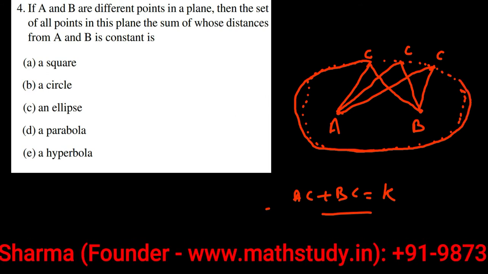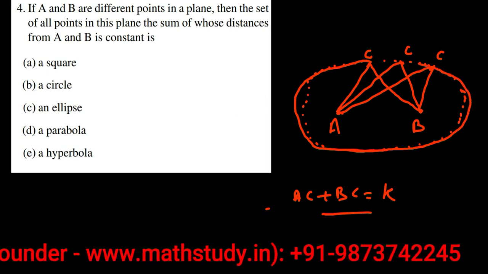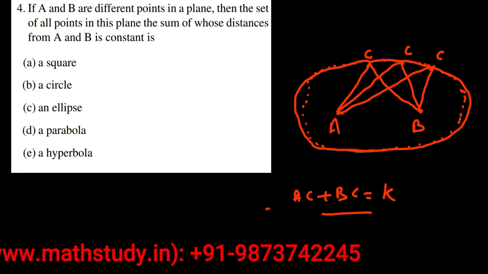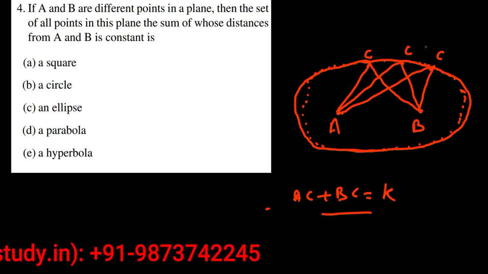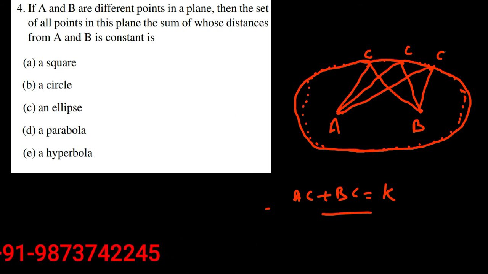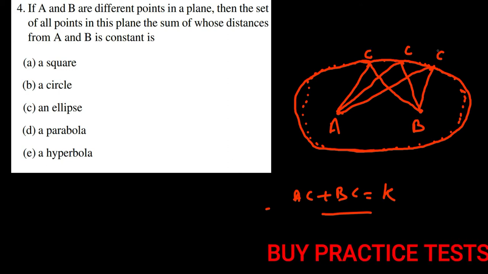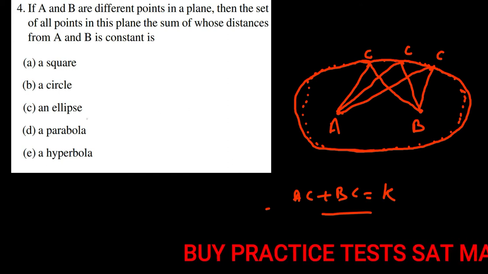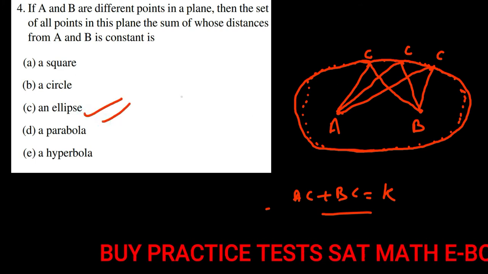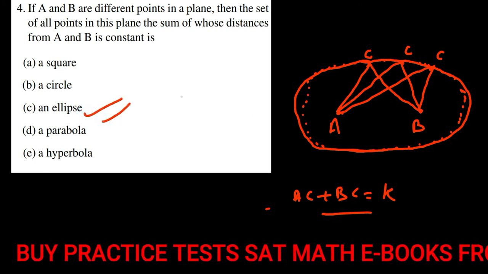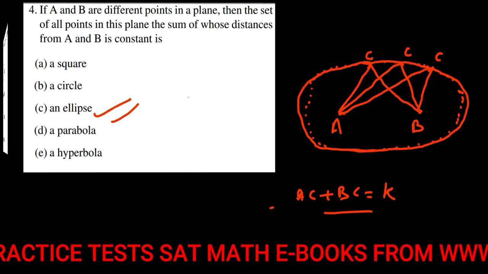Getting the point? So if you know the definition of the ellipse, then you can easily tell the answer here, right? So the locus of all the points where the sum of the distances from 2 points A and B is constant is called an ellipse. So here the answer is ellipse, right? So we get our answer, which is option number C. So let's move towards our question number 5.